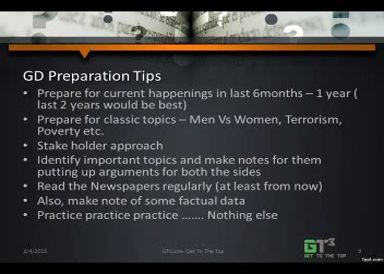So then, moving ahead to the preparation tips part. I would suggest you first focus on the recent happenings in the last 6 months to 1 year. In the worst case, at least prepare for the last 6 months. After Narendra Modi's government came in, what exactly has happened in the country, be it in terms of economy or politics.